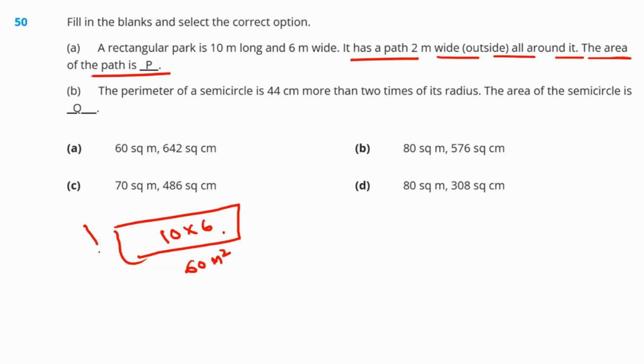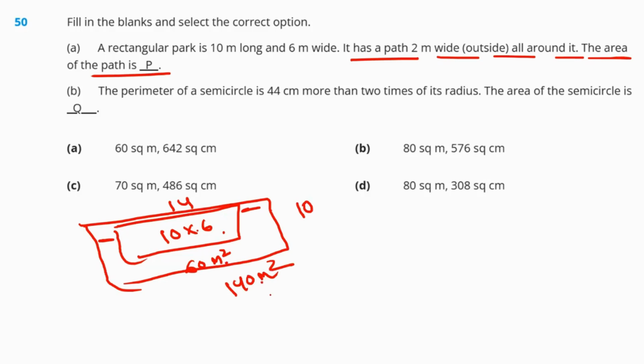Now, if we take a 2 meter wide path all around it, the length of the park along with the path becomes 10 plus 2 plus 2, that's 14. Likewise, 6 plus 2 plus 2, 10. So the area of the park along with the path becomes 14 into 10, 140. Only park is 60, along with the path is 140. So what's the difference? The difference is 80 meters square. That's nothing but the area of the path. So present only in option B and D. So A and C already eliminated.